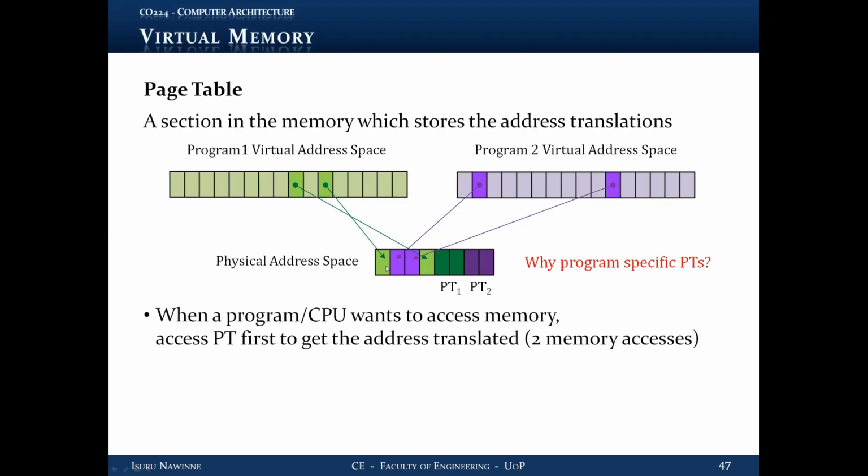So every time you want to access the memory, you need to make two memory accesses. One, access the page table to get the address translated, then access the physical memory, actually to read the actual data that you want, right? So when you want to access the memory, you need to do two accesses. Page table access, then data access.